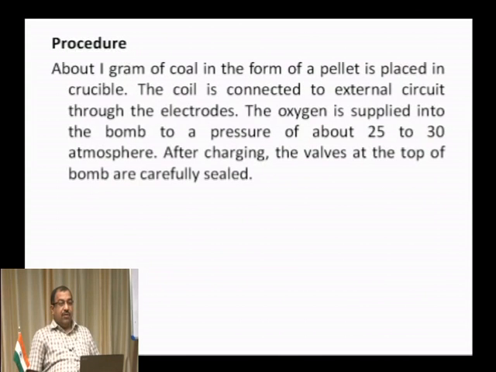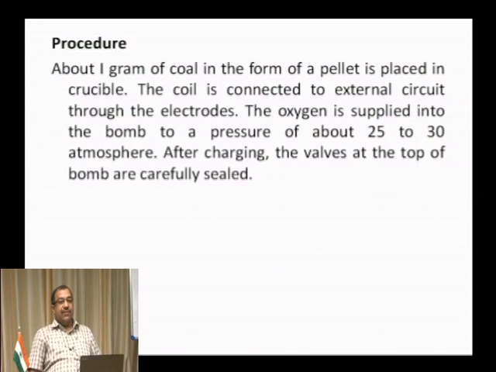Now we have to understand the procedure we follow to analyze the calorific value experimentally. You have to take 1 gram of coal in the form of a pellet and place it in the crucible. First you take the crucible, and in that you place 1 gram of coal. The coil is connected to the external circuit and the battery through the electrodes. There will be 2 electrodes, and they are connected to the battery. From that, electricity is conducted into the fuel.